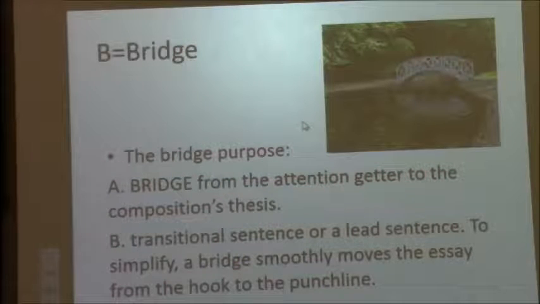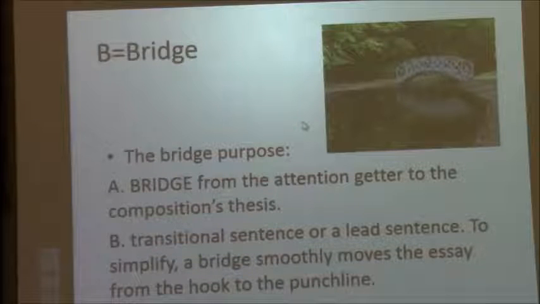The next component of ABC is the bridge, okay? And it does just that. That's why I got this image of a bridge right here. It bridges one part to the other part. So you can think about it: it bridges the attention getter to the thesis statement, okay? It does it in a smooth way, not choppy.